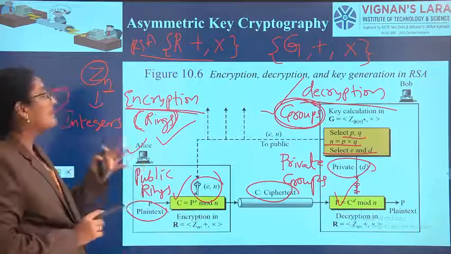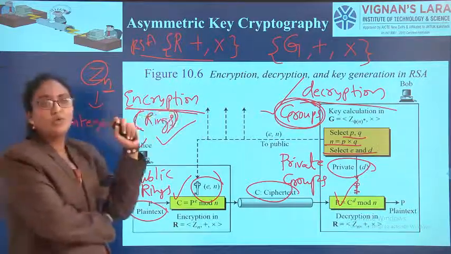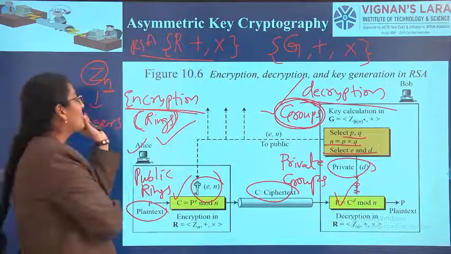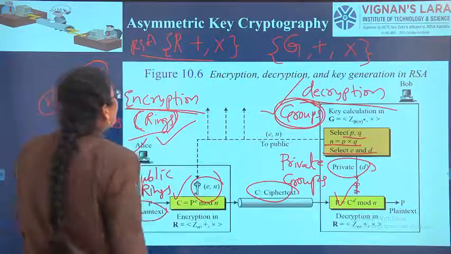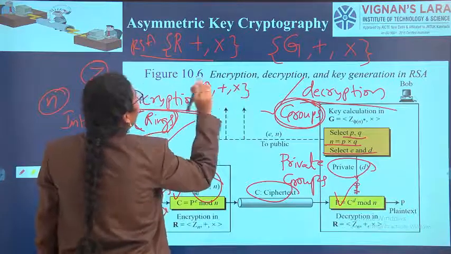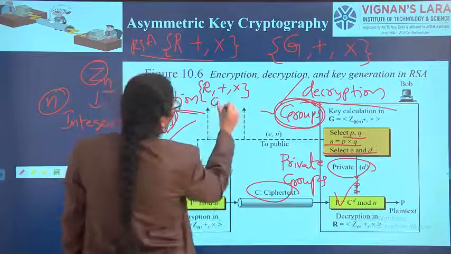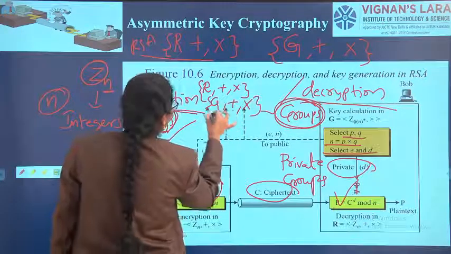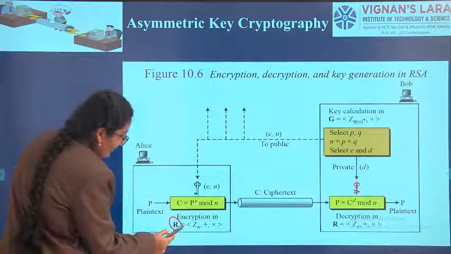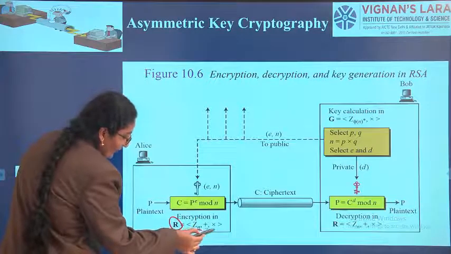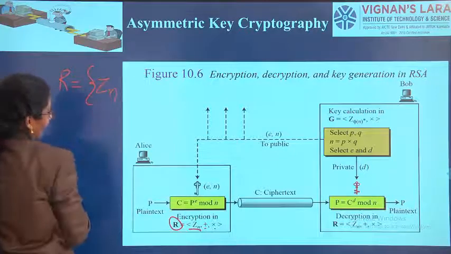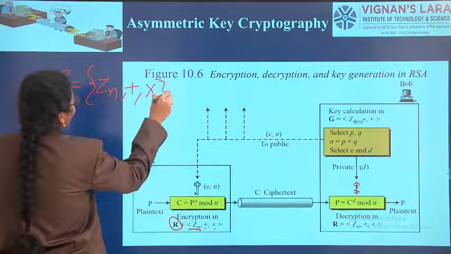From where did we get these rings and groups? While we were discussing unit 2, we discussed the mathematics of symmetric encryption. In that, we got the concept of rings and groups. How is the ring denoted? Ring is denoted with capital R and it can perform addition and multiplication. How is the group denoted? Group is denoted with capital G. So see here, same thing. Ring R with n integers, it can perform addition and multiplication.